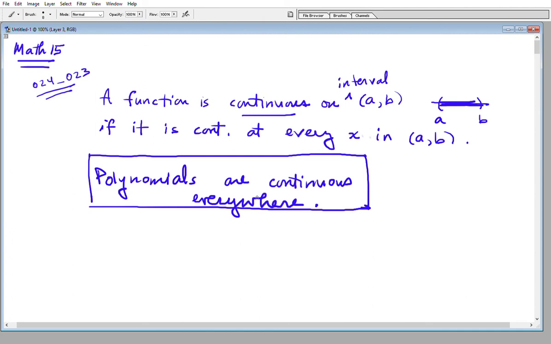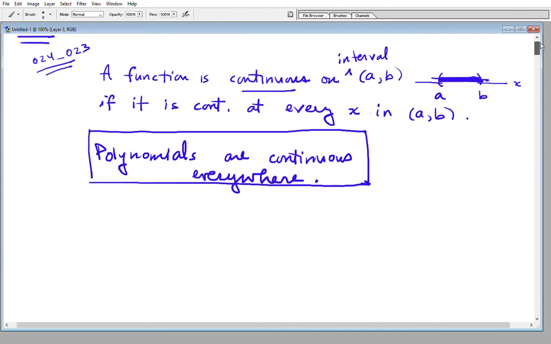So first of all, a function's continuous on an interval. We spoke about continuity at a point, like continuity at C, but it's continuous in an interval. That's an interval on the x-axis. It's continuous here if it's continuous for every point in here. Polynomials, for example, have no discontinuities. Polynomials are continuous everywhere, so it's good to remember that fact. So we want to talk about something called the intermediate value theorem.